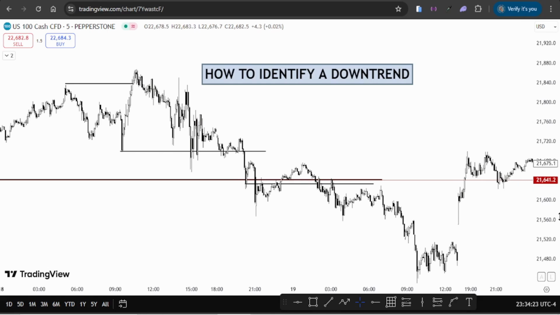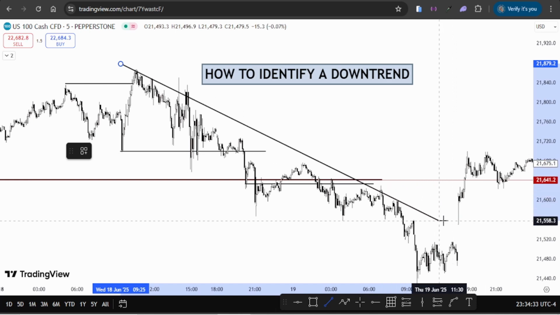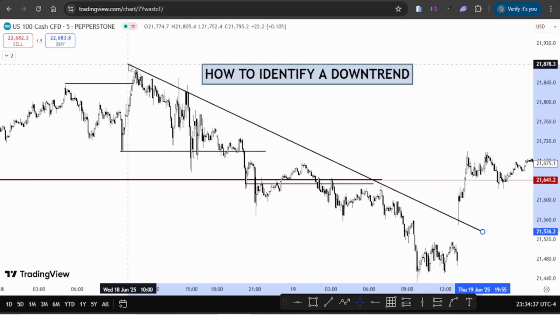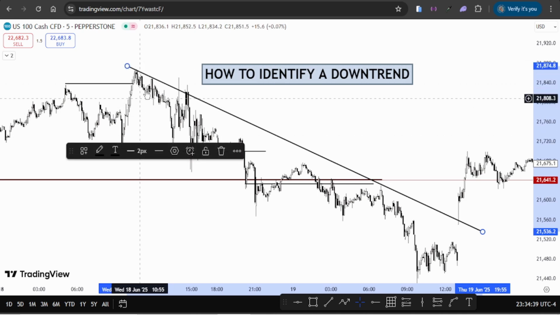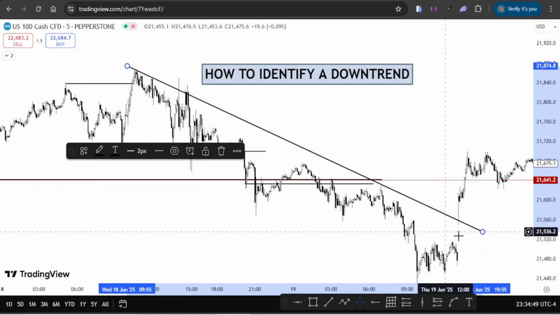And if you want to confirm a downtrend, you can use your trend line tool here and mark out the swing highs. Okay, so once you've marked out the swing highs, you'll see that price is using it as an area of resistance, and once price broke above it, we will be expecting price to continue on the upside.